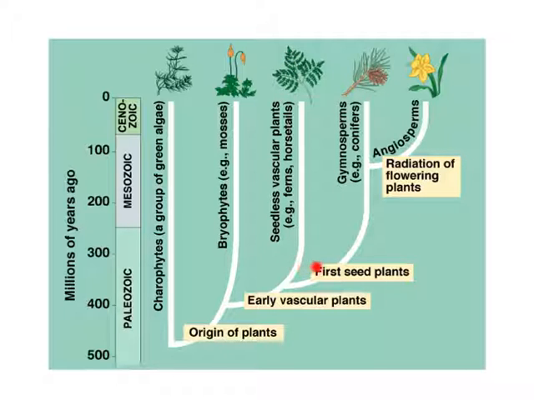Now, the first seed plants came. First came the gymnosperms. These were like our conifers, like a pine tree with the pine cones. Then the angiosperms, and these would be our flowering plants.